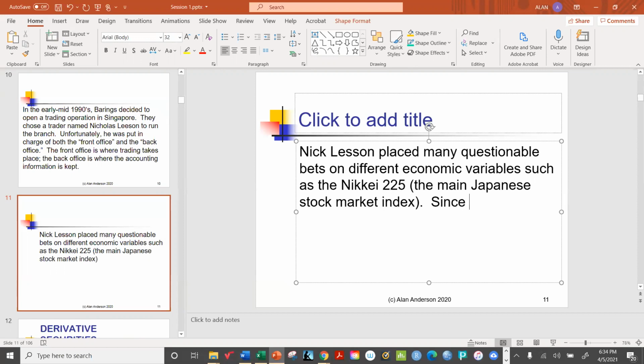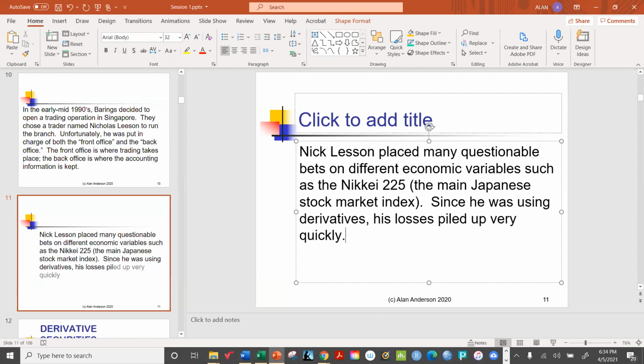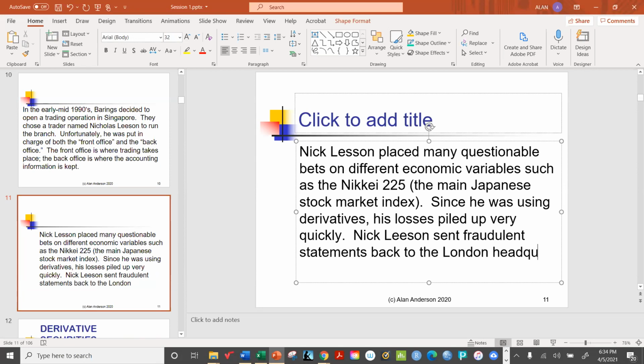And since he was using derivatives, his losses piled up very quickly. Okay, so here's where the problem is. Normally, all this information would be sent back to the branch, the headquarters in London. So this is where he got himself really into trouble. Leeson sent fraudulent statements back to the London headquarters in order to cover his losses.